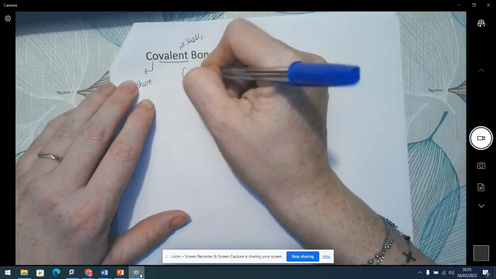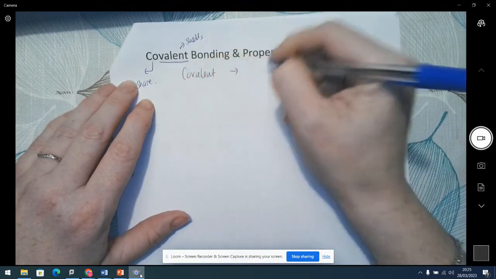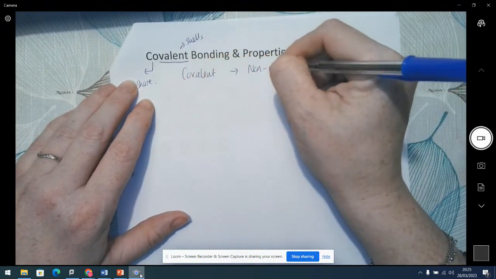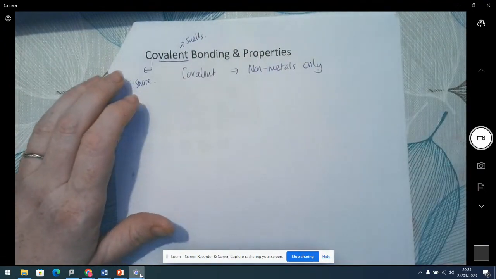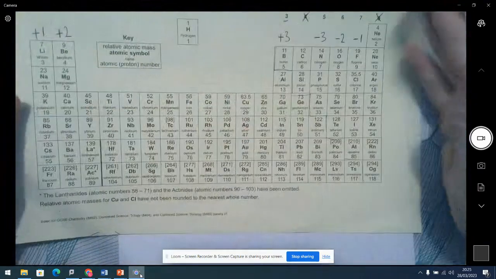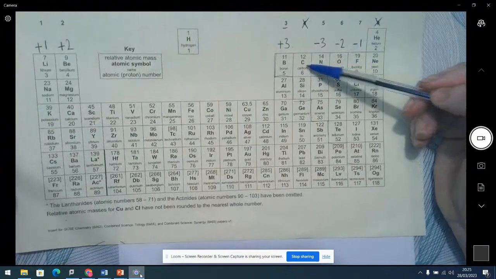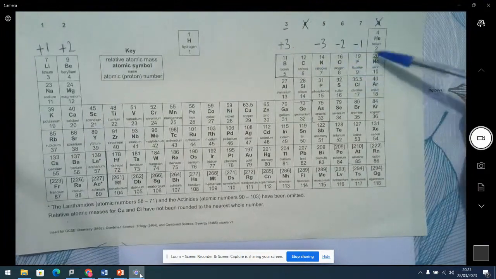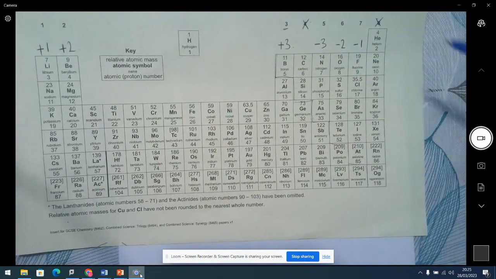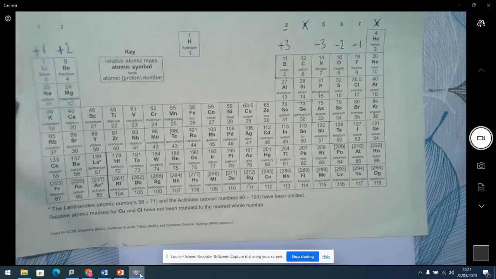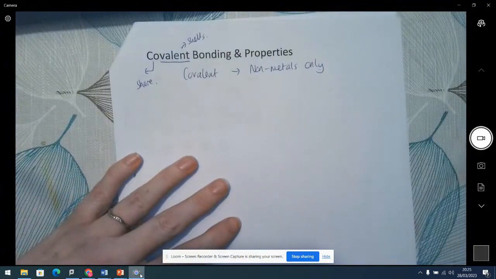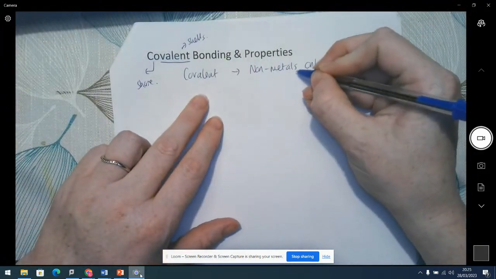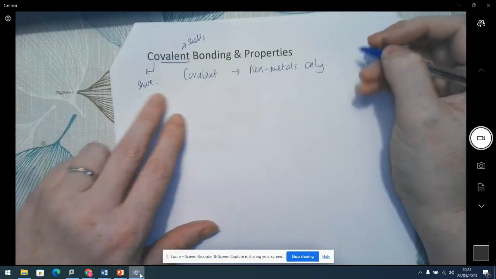So covalent bonding is the bonding of non-metals only. When we're talking about that, we're talking about anything on the right-hand side of the periodic table. So carbon, nitrogen, oxygen, fluorine, all of my noble gases, they are all covalent molecules because they're all non-metals. When they're on their own, they are non-metals.